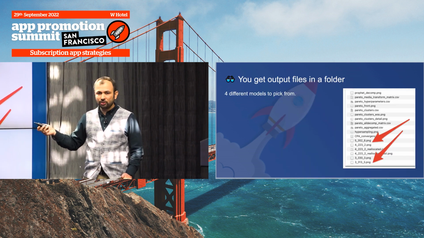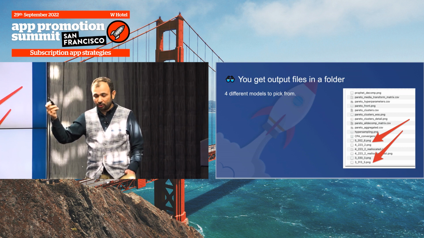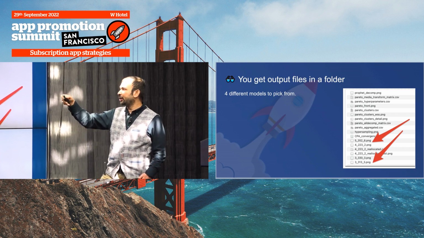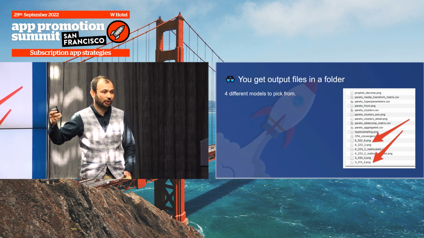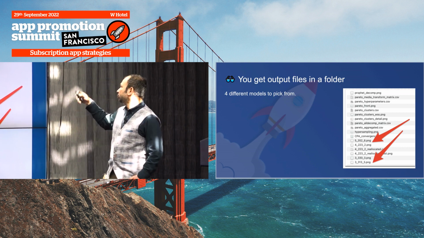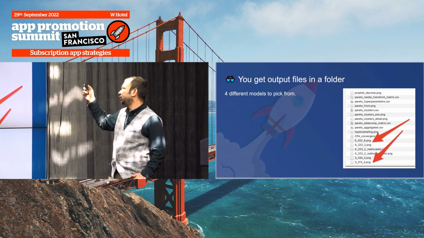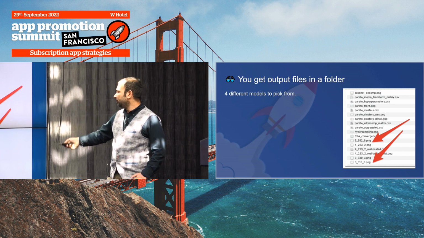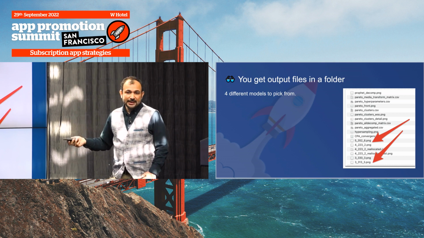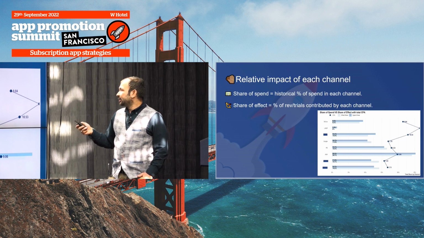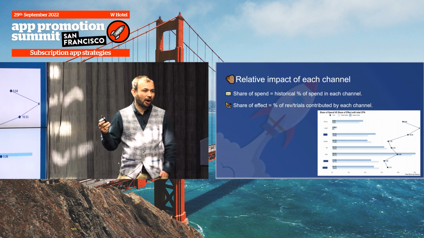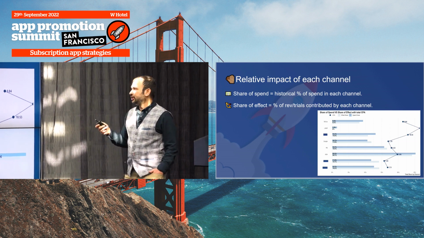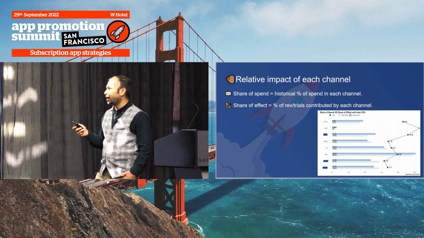Once you run the code, right, and again, running the code, you need to modify the code, you need to run the code. There are walkthroughs and tutorials at the end, which you can do yourself. Once you do, you will get a folder with your output files. You get multiple models that you can pick from. This is the coolest thing about the output that you get from Robin, which is you get to see what is the impact of each channel, right?